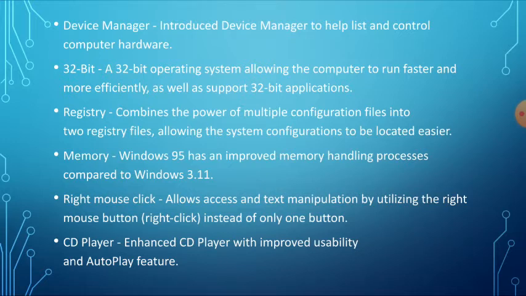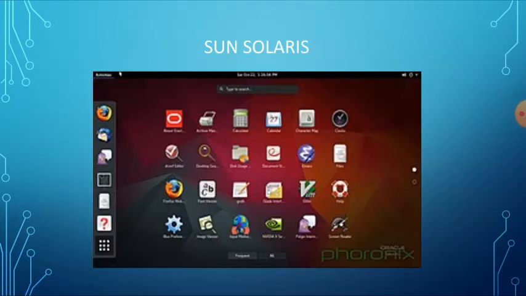Memory. Windows 95 has improved memory handling processes compared to Windows 3.1. Right mouse click. Also access and text manipulation by utilizing the right mouse button instead of only one button. CD player. Enhanced CD player with improved usability and autoplay features.